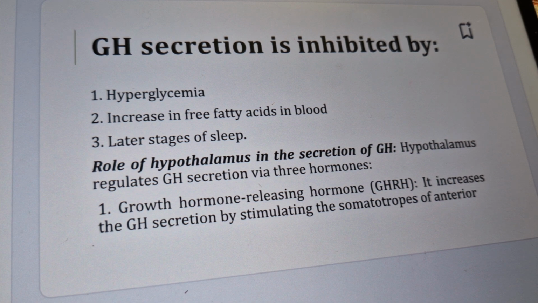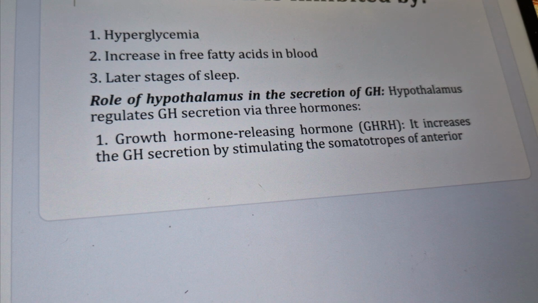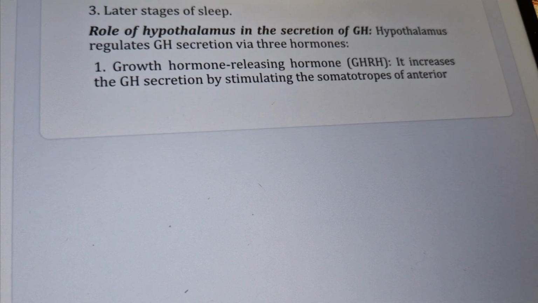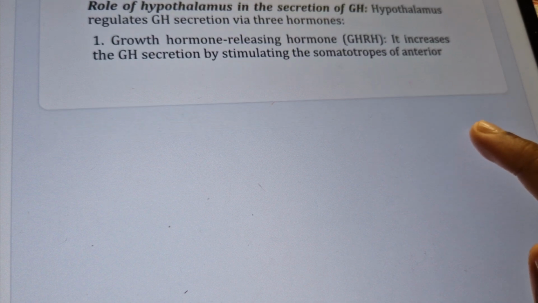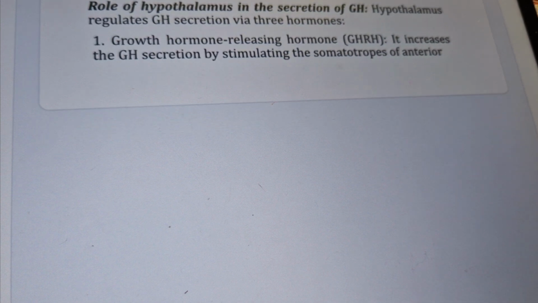Role of the hypothalamus in growth hormone secretion. The hypothalamus regulates growth hormone secretion via three hormones: growth hormone releasing hormone, growth hormone releasing peptide, and growth hormone inhibitory hormone. Growth hormone releasing hormone increases the secretion by stimulating the somatotropes. I told you growth hormone is secreted by the acidophils, also known as somatotropes, from the anterior pituitary. These cells are stimulated by growth hormone releasing hormone from the hypothalamus, which goes and stimulates the acidophils of the anterior pituitary so that growth hormone is secreted.